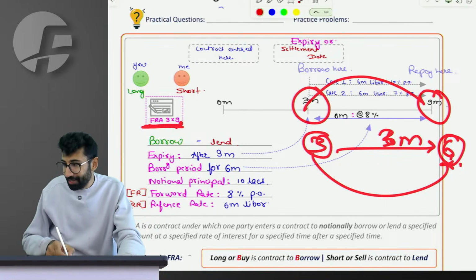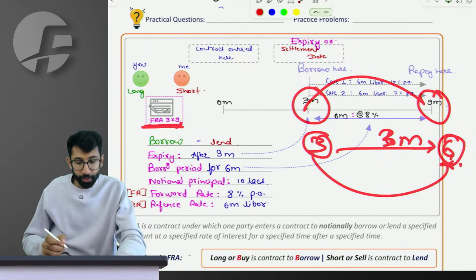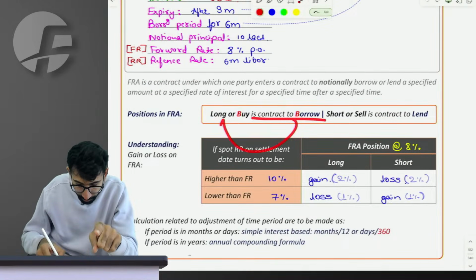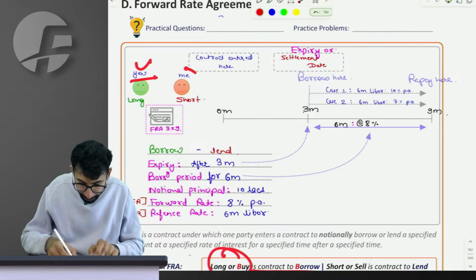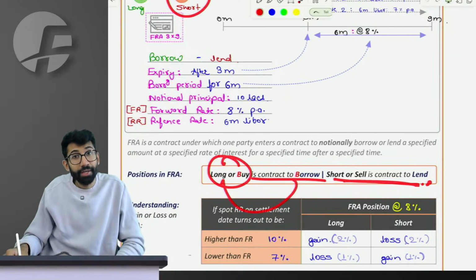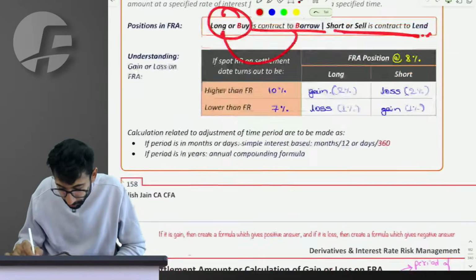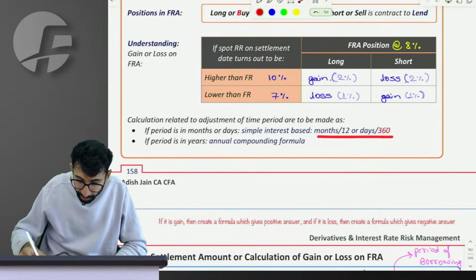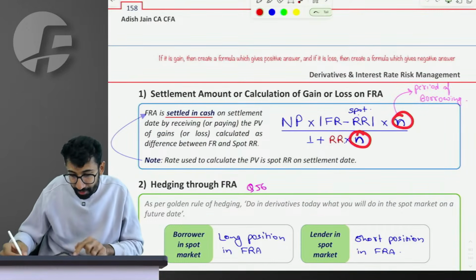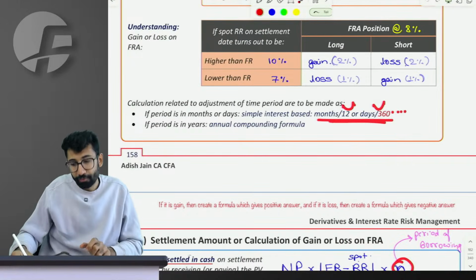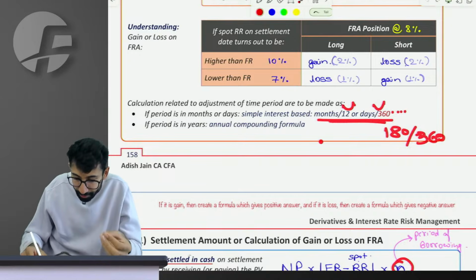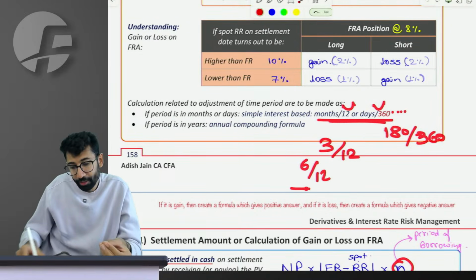Next, you need to know the positions. You, who entered into a contract to borrow, hold a long position. And me, who entered into a contract to lend, hold a short position. Sir, please remember, in case of FRA, the adjustment related to time period is done considering 360 days. For example, if it is 180 days, then 180 divided by 360, not 365. It is 3 divided by 12 or 6 divided by 12, okay.